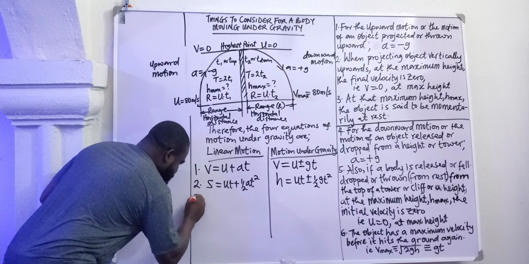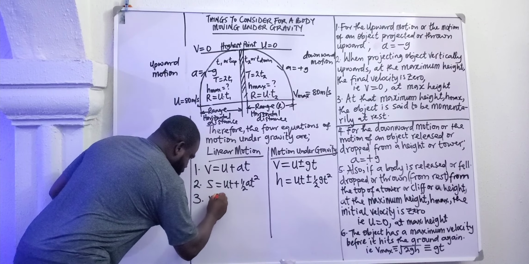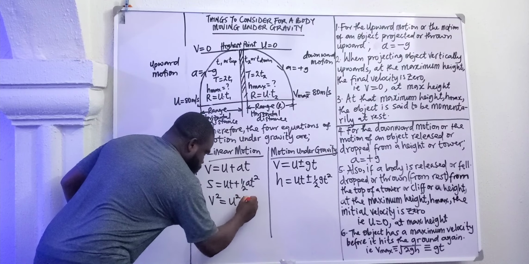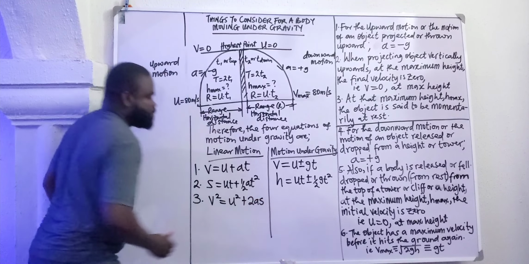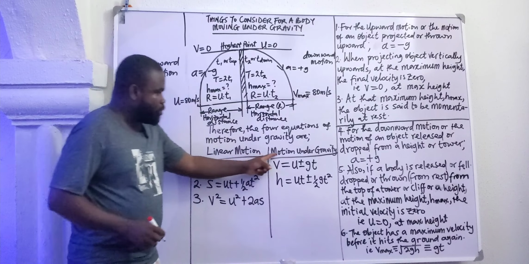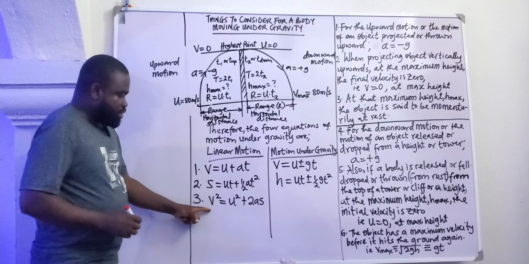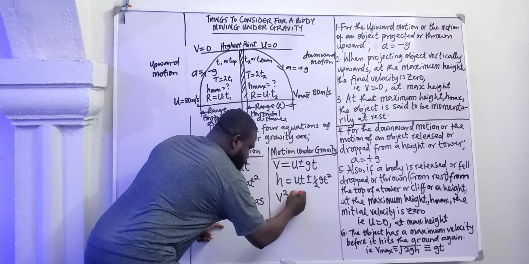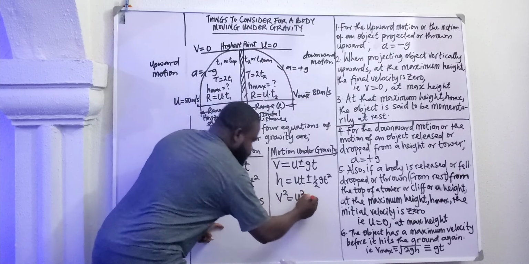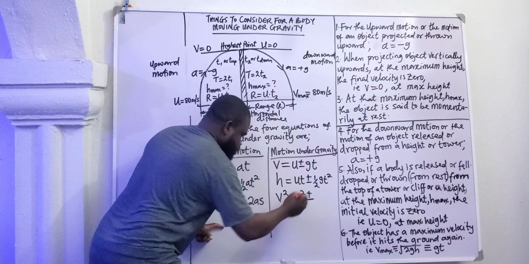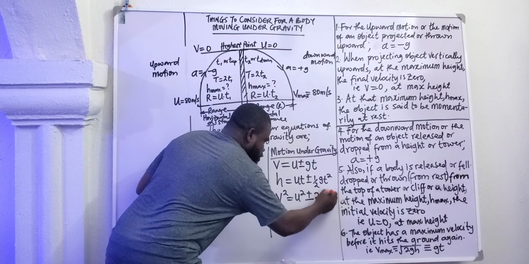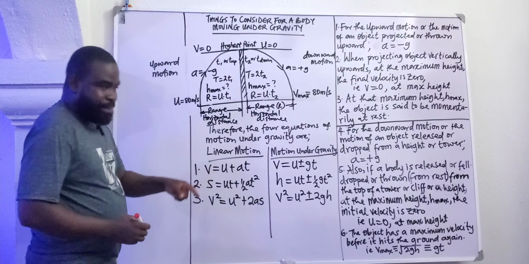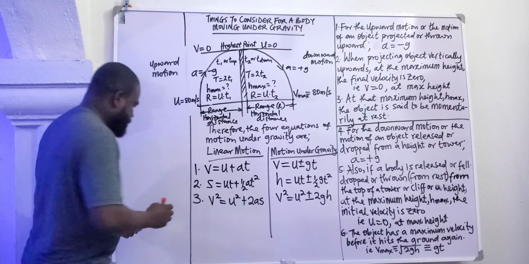The third equation of motion is v squared equals u squared plus 2as. For motion under gravity, the equation will now be v squared is equal to u squared plus or minus 2gh. Plus and minus interpretation implied.